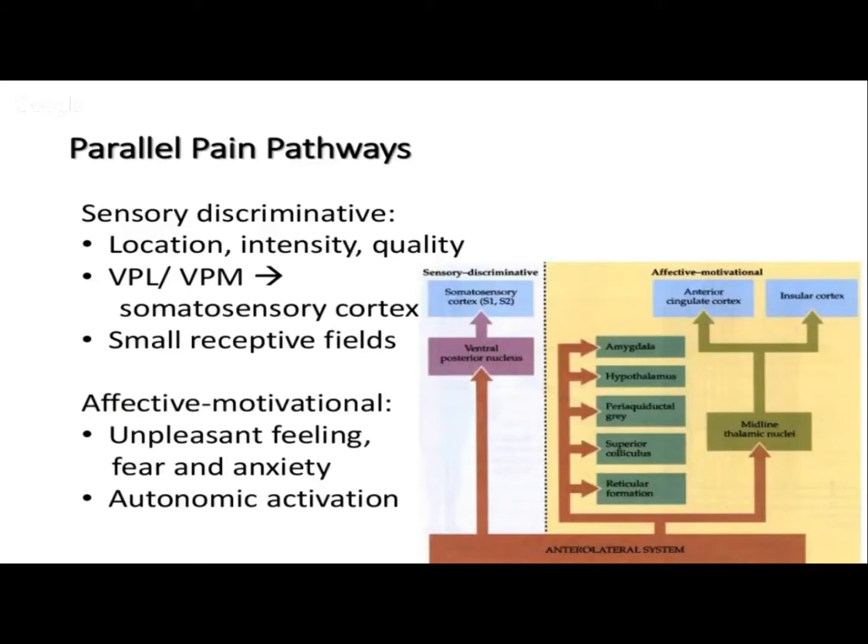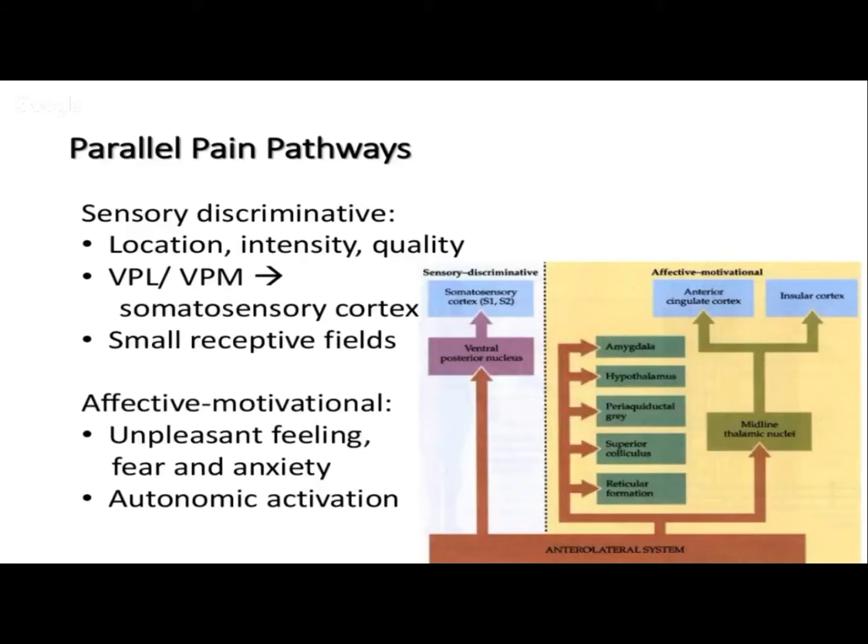So there are parallel pain pathways. Not all of them go to the ventral posterior nucleus. There are some other parallel pathways. This is the sensory discriminative pathway where you can discriminate the pain sensation itself. But there is also an affective motivational pathway that goes parallel to this.